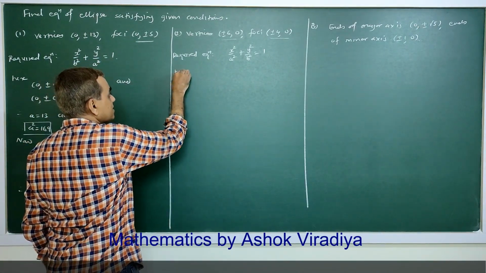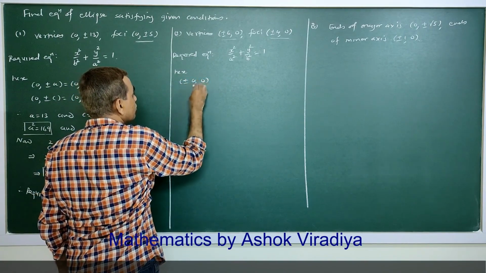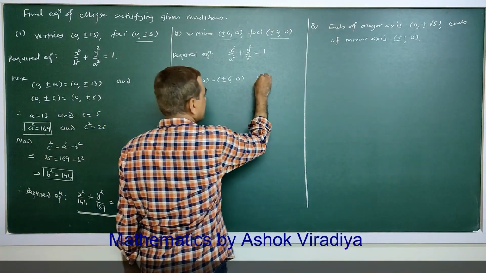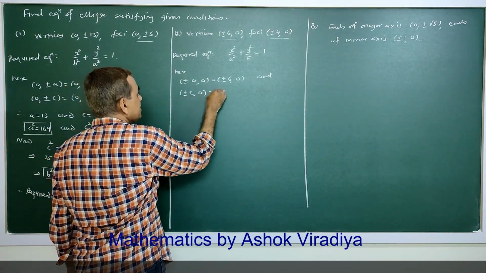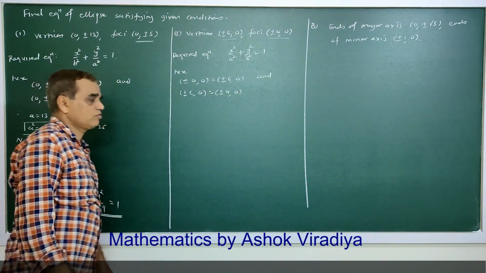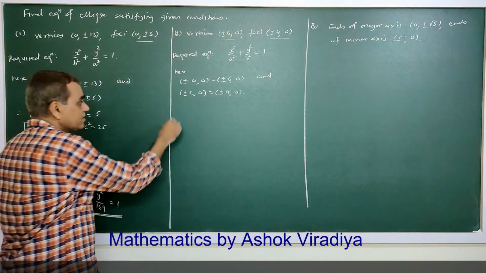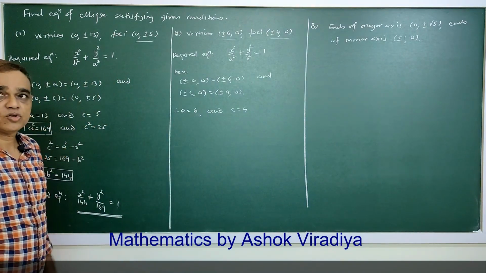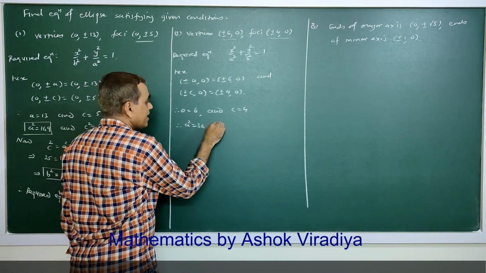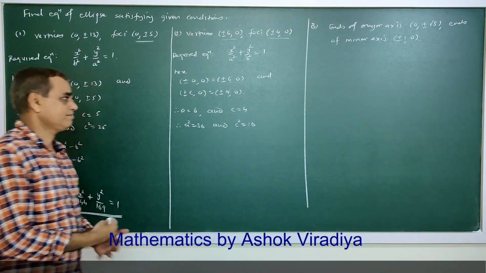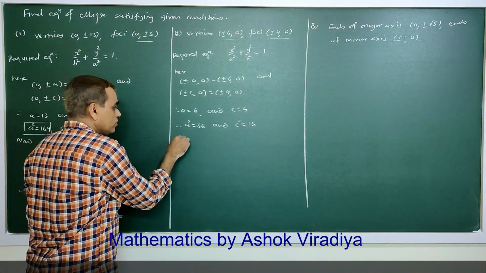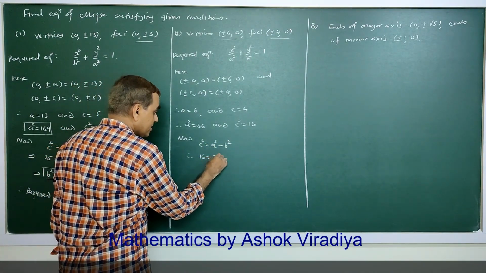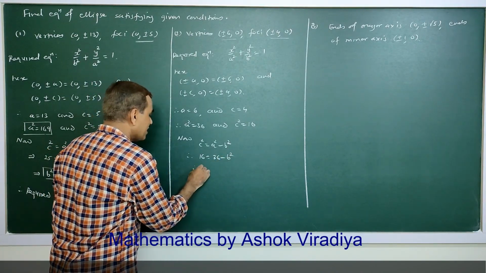Now here vertices, that is plus minus a, 0, it is equal to plus minus 6, 0. And foci plus minus c, 0 is plus minus 4, 0. So by comparison, a is 6 and c is 4. So a square is 36 and c square is 16. So now c square is a square minus b square. So 16 is 36 minus b square. So b square is equal to 20.